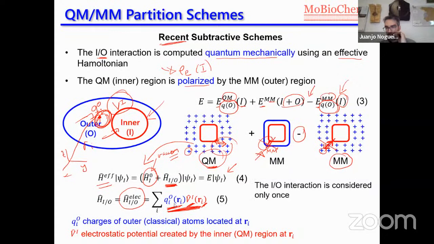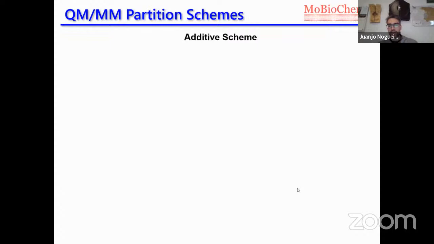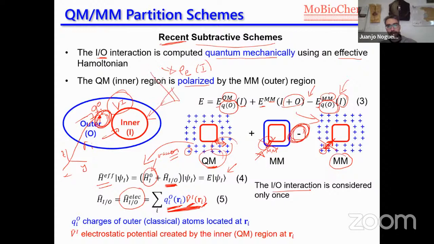As I said, we need to introduce these charges here in order to count only once the interaction between inner and outer region. So this was the subtractive scheme, and this one is the most accurate one, or at least it is more accurate than the first one that we explained 5 minutes ago, where the interaction between both layers was computed classically.